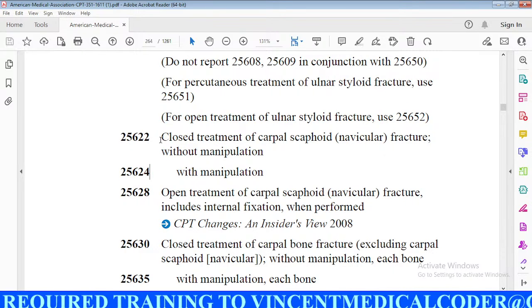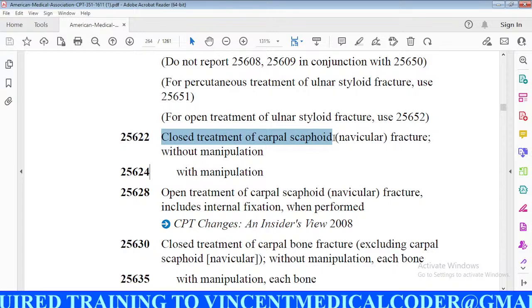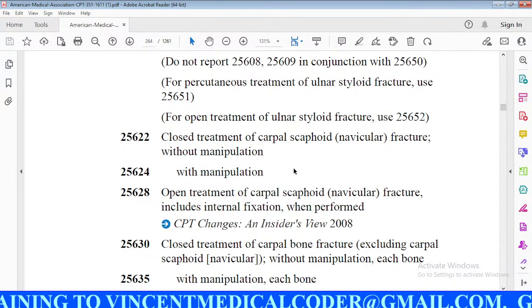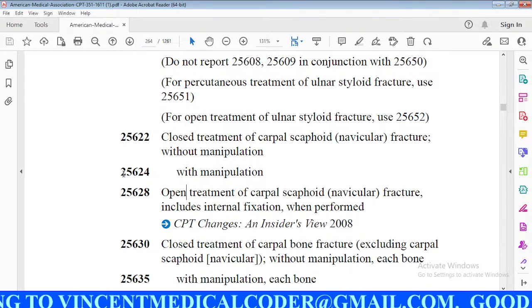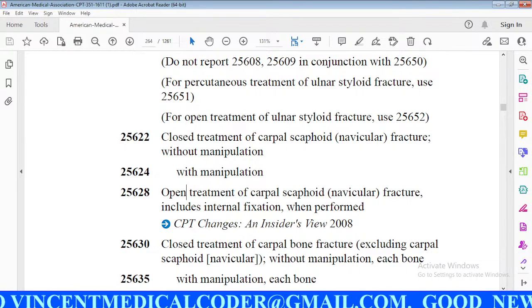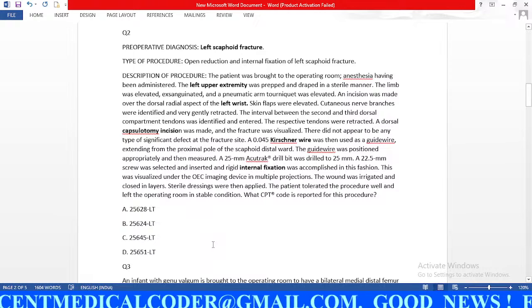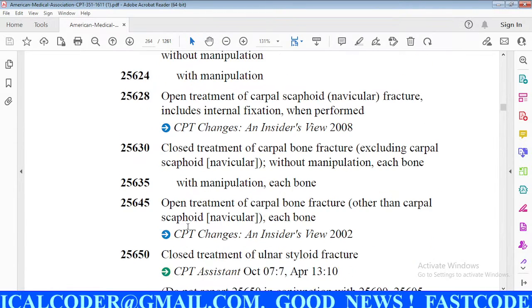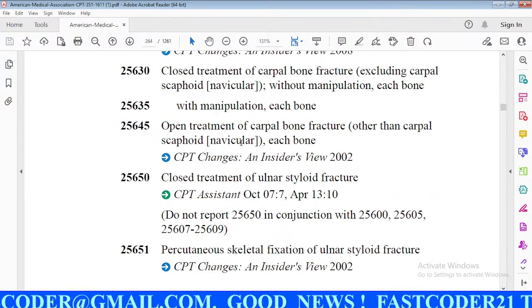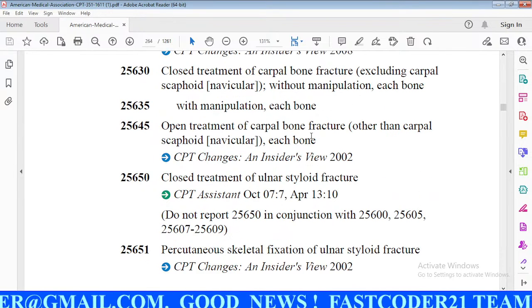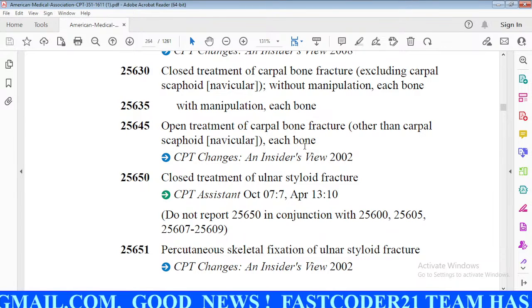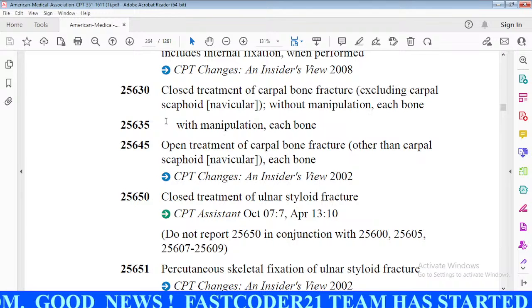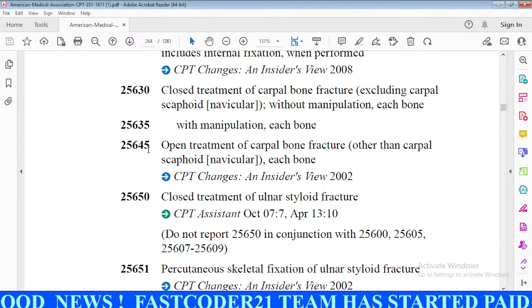If you see here, closure treatment of carpal scaphoid fracture with manipulation. But as per our question, ours is open fracture. So 25624 is wrong. So we will check 25645. So open treatment of carpal bone fracture, each bone. So here it is open treatment only, but there is no internal fixation. So even 25645 is also wrong.